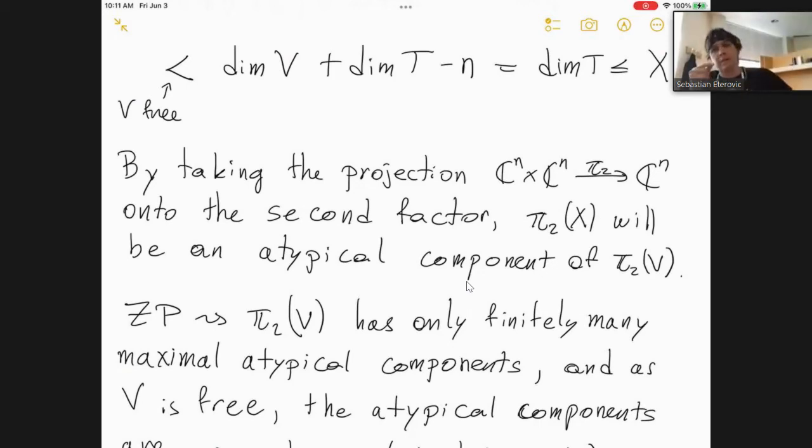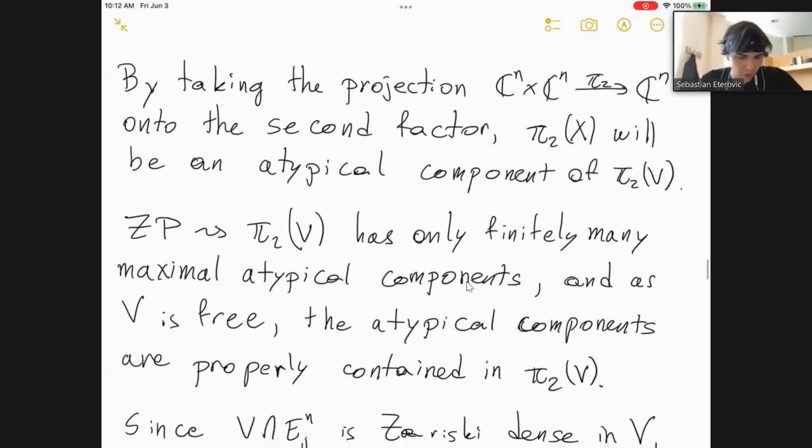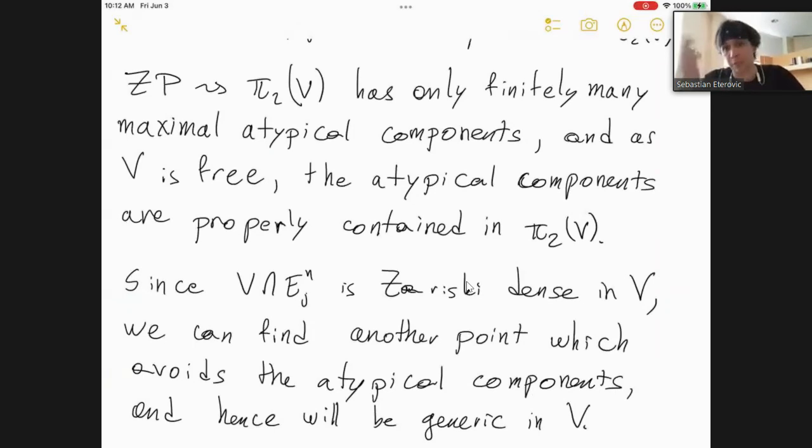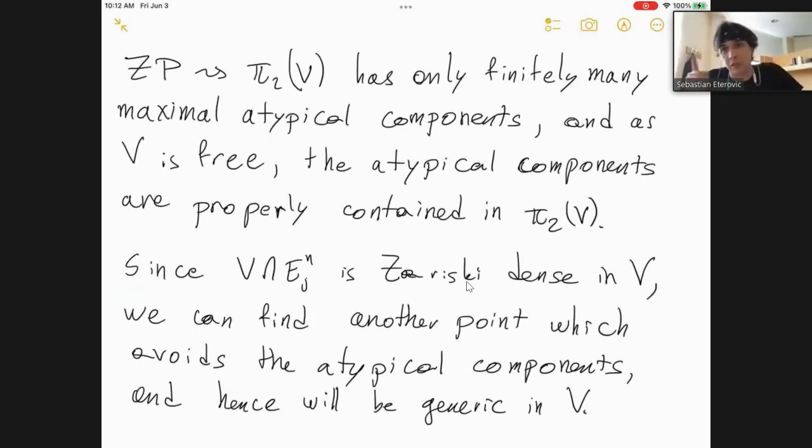Now, V is free, so those atypical components must be proper subvarieties of V, or of the projection of V. And because there's finitely many of them, and they're properly contained in V, and the intersection with the graph was assumed to be Zariski dense, you can just go and find another point that avoids all of these atypical components, and that will have to be now generic in V. Because essentially what we showed was that the explanation why a point is not generic in V is because it must be contained in something special. And those special things can only arise in finitely many ways, essentially.